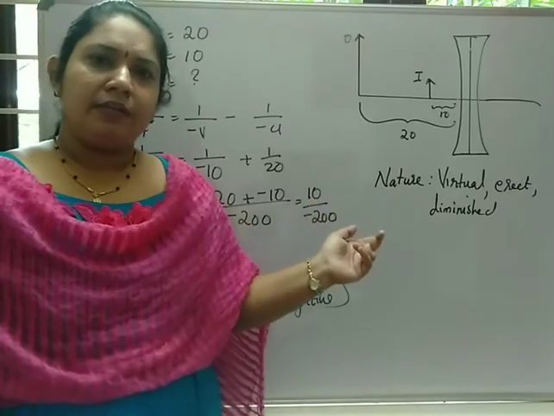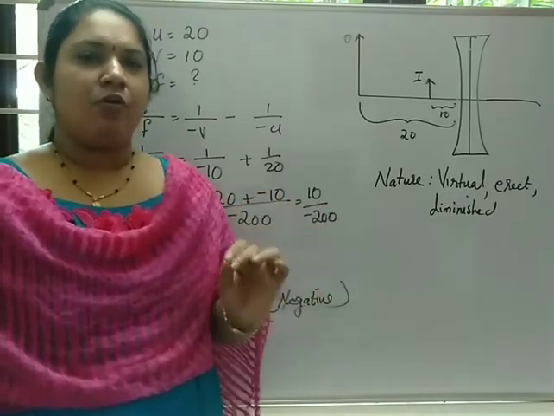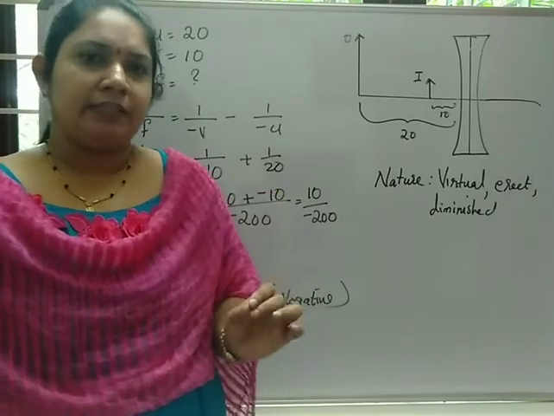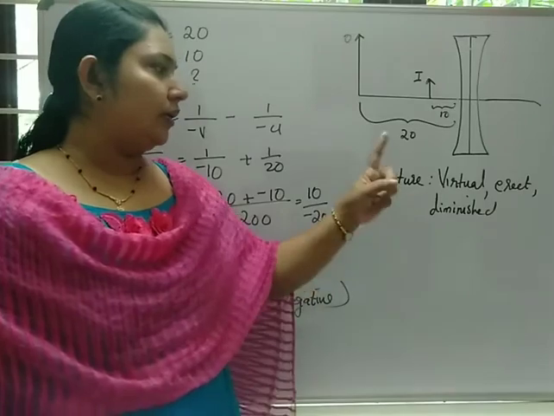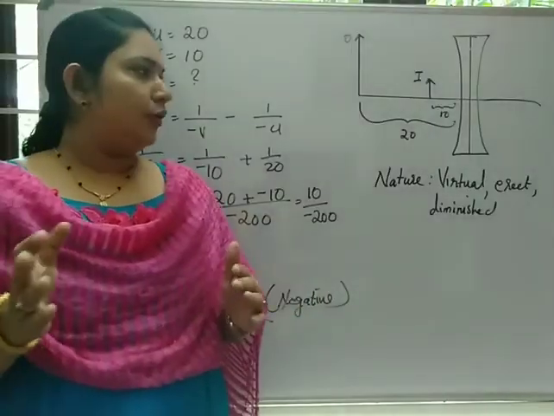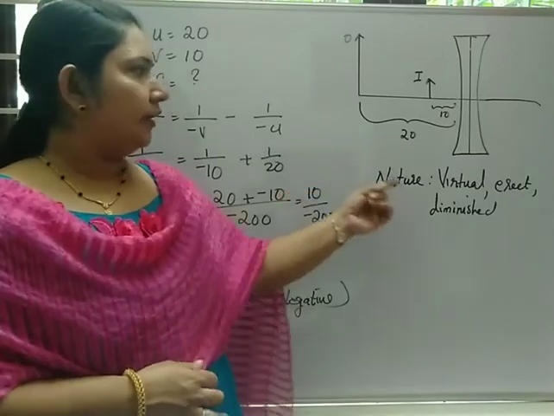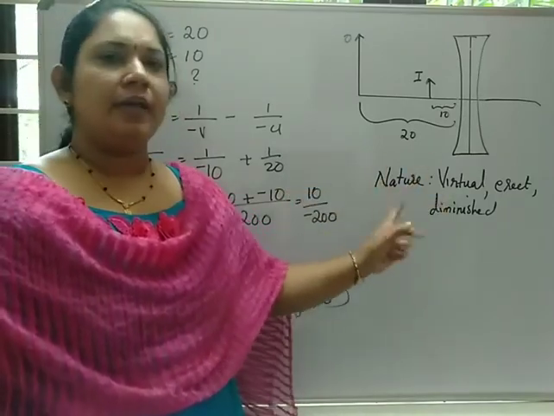First we have to find the nature of the image. Before calculating the focal length, it is clear that for a concave lens we have only one nature: it will be virtual, erect and diminished. So we don't need to go to the numerical side; directly we can write the nature. It will be virtual, erect and diminished.